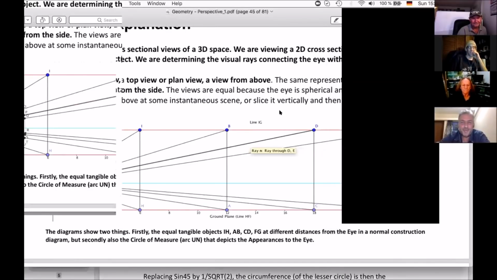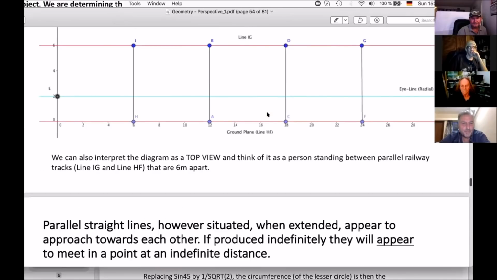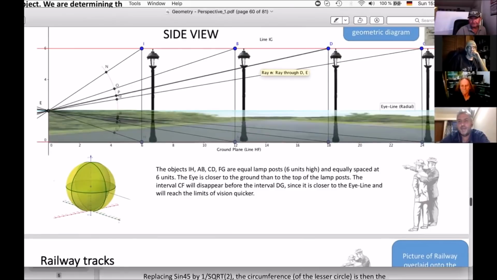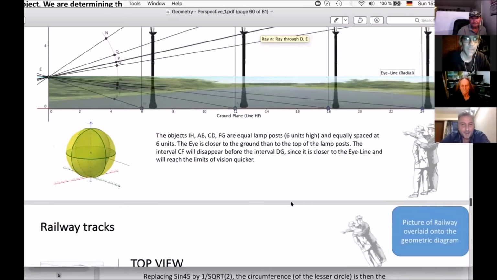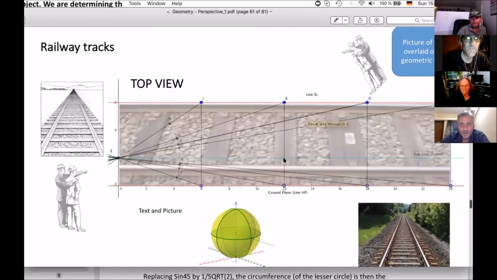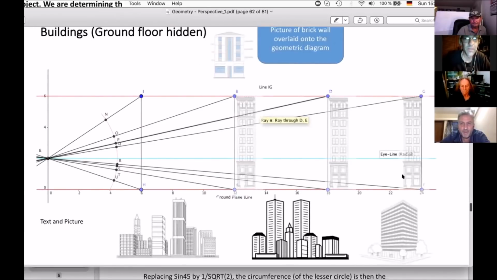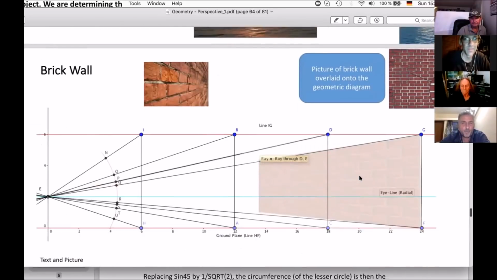Let me just skip through this document, because I think this basically takes us through the theorems that are in that document. But I'm pretty sure I had some examples to try and make this a little bit easier for people to follow. So, explaining why lampposts, I've just put lampposts in there, and I've tried to explain it a little bit more. It can be the same thing as a railway, what I just talked about. It's the same reason buildings disappear from the bottom up, same principle. Or the sunset, yeah? Or a brick wall.